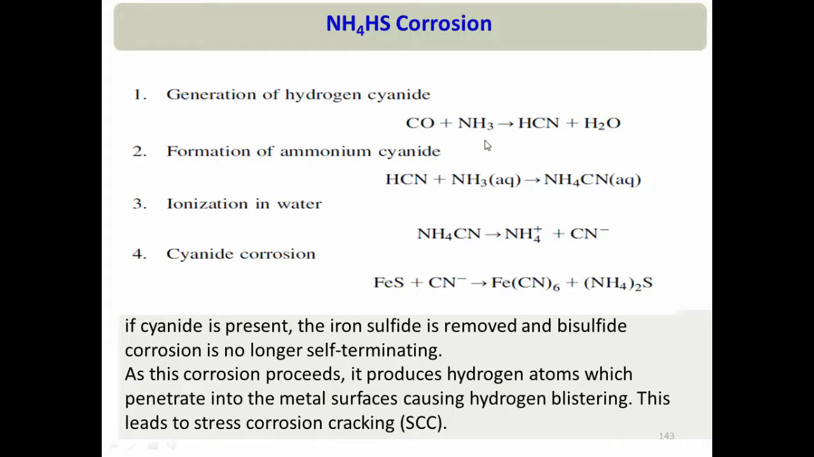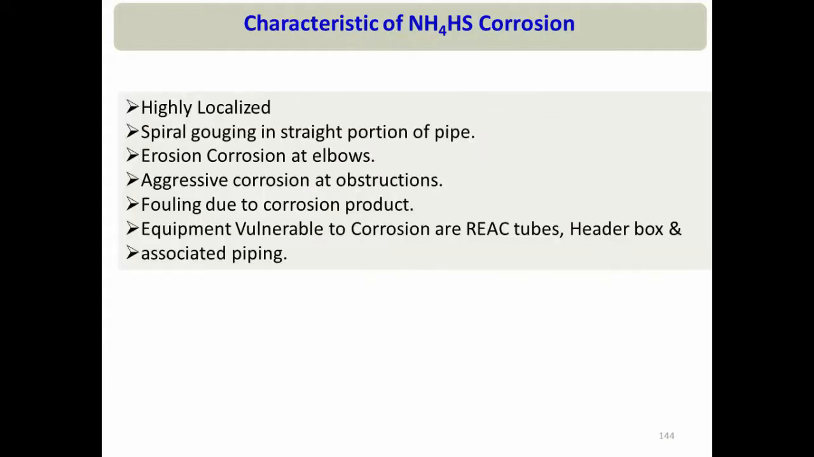So how to solve this problem? We'll discuss it when we discuss how to control ammonium bisulfide corrosion. But before we discuss that, let us discuss the characteristics of ammonium bisulfide corrosion.